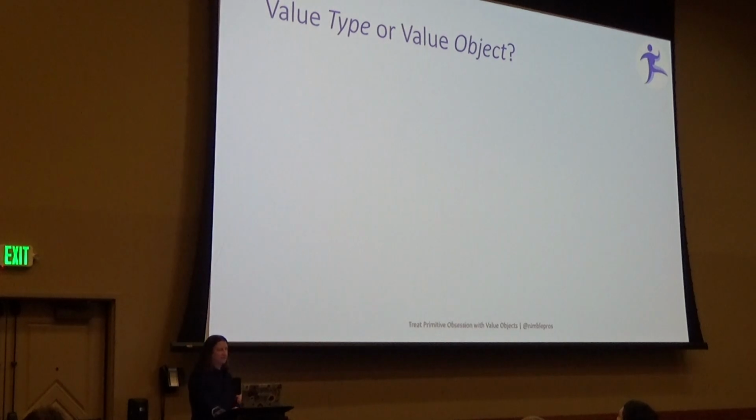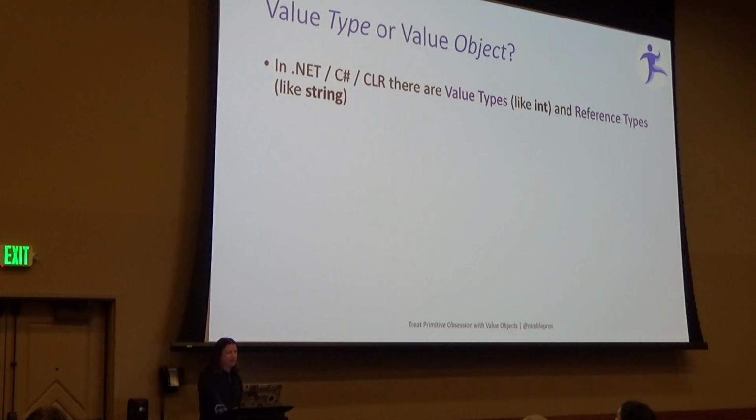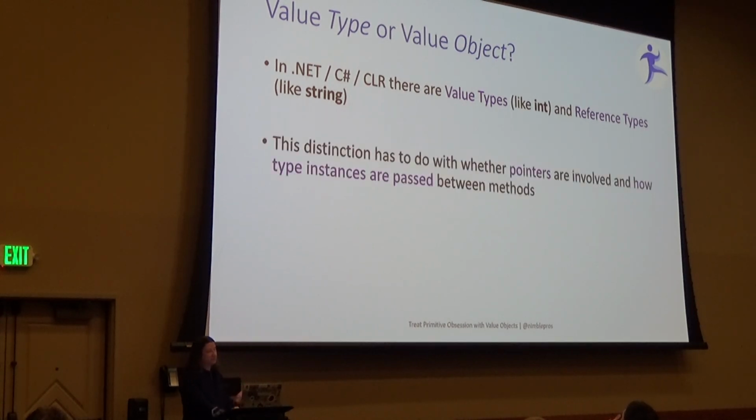Now, many people get confused because, especially in .NET, we have this notion of value types, which is not at all the same as value objects. So in .NET and the CLR, we have value types like ints, and we have reference types like string. And it's important to know the difference between these as a .NET developer because of things like how they involve pointers under the covers, and how they're passed, and whether or not you get a copy of the thing, or you get a reference to the thing.